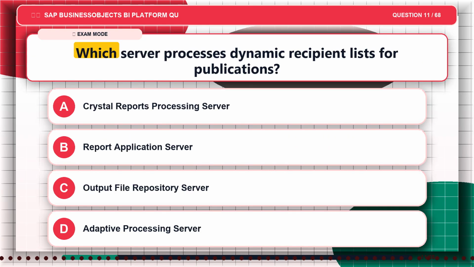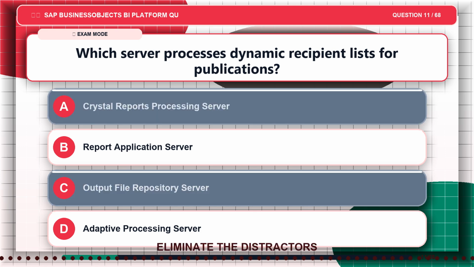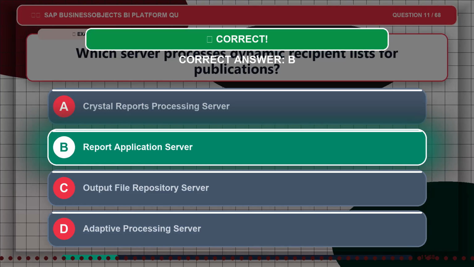Section, Architecture and Administration. Question 11. Which server processes dynamic recipient lists for publications? Option A, Crystal Reports Processing Server. Option B, Report Application Server. Option C, Output File Repository Server. Option D, Adaptive Processing Server. The correct answer is option B, Report Application Server.